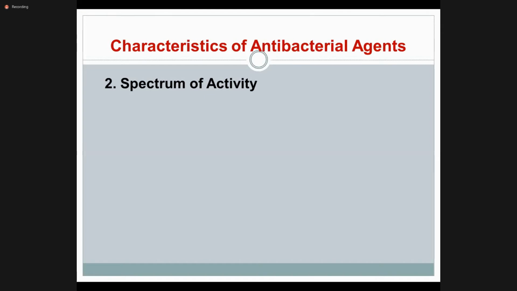When we don't know the organism and we start a broad spectrum antibiotic that can cover different groups of microorganisms, right? That therapy would be labeled as empirical therapy, right?